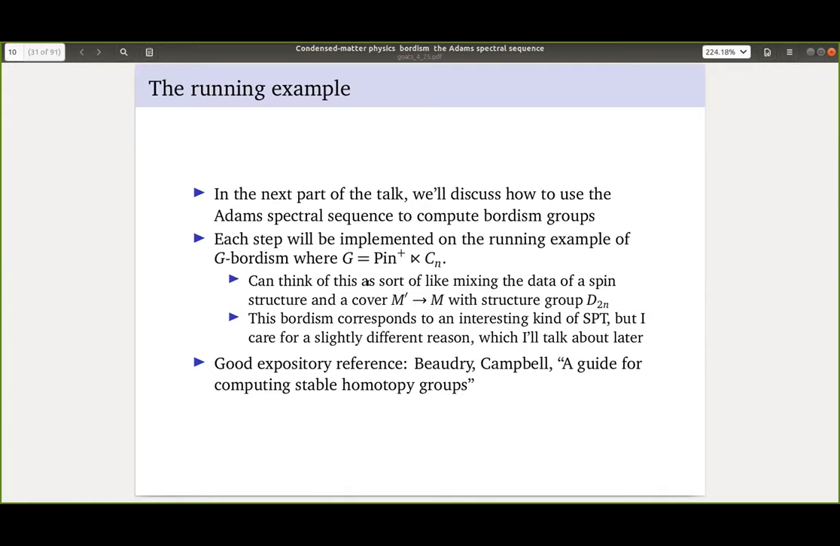For this next section, a lot of this stuff has been known since the 70s, or maybe even earlier. But there's this paper from a couple years ago by Agnès Baudry and Jonathan Campbell called A Guide for Computing Stable Homotopy Groups. This is a really good expository reference for all the stuff that I'm about to show you. It fills in all the details that I'm not going to dredge up. It doesn't make assumptions on what you know beyond some basic facts about algebraic topology, and it works through several examples. When I have been learning this stuff, this paper has been a really great way to fix some of my confusions and to teach me how to actually work on this stuff. So if you're interested in these things, that's the premier reference I would recommend as a place to learn more.